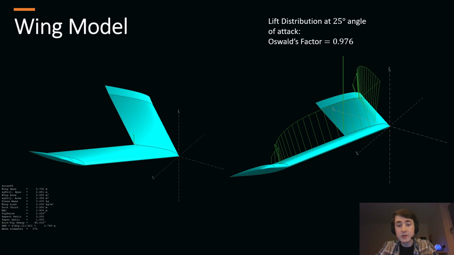So on this slide, I am showing a modelled version of our wing in XFLR5, with the winglets already set at a dihedral angle of 30 degrees. On the right is a representation of how the lift distributes over our wing at an angle of attack of 25 degrees. We can see that the lift distribution is almost elliptical throughout the whole wing and has an Oswald's factor of 0.976. To improve this factor, reducing the angle of the winglets will optimize the lift distribution over the wing, making it more elliptical.